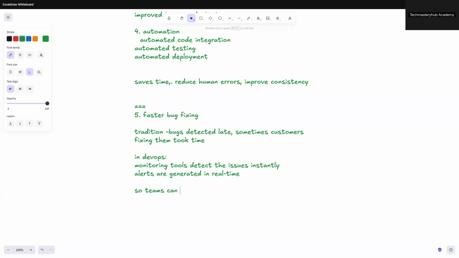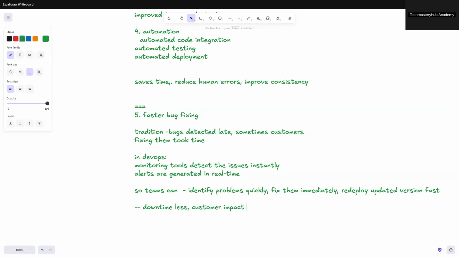So teams can identify problems quickly, then fix them immediately, and redeploy the updated version fast. So this is another benefit. Because of that, downtime is less and customer impact is also less. So this is another benefit.